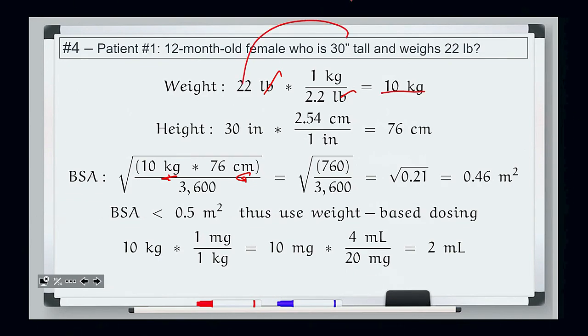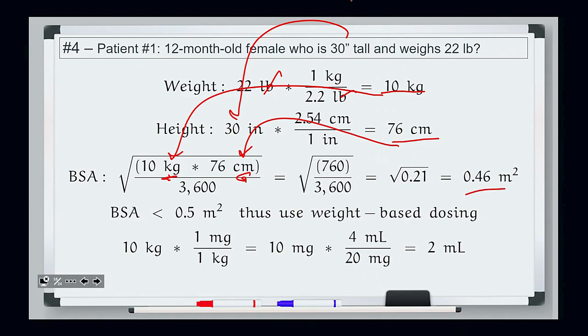The 30 inches is converted to centimeters by multiplying by 2.54 centimeters per inch. So now I know their height in centimeters. That's where the 10 kilograms comes in, the 76 centimeters, and then your careful math on your calculator. I worry about you a little bit with the square root thing, so make sure you're okay computational-wise that you can do this. But basically 10 times 76, 760, divided by 3,600 first, 0.21. Then take the square root of that, and I got 0.46.